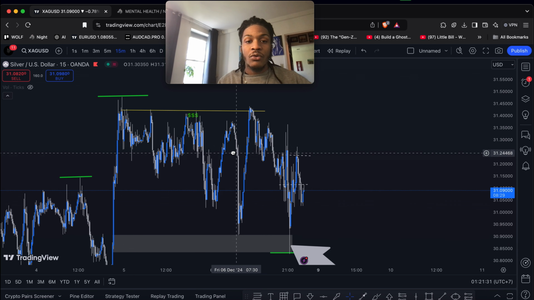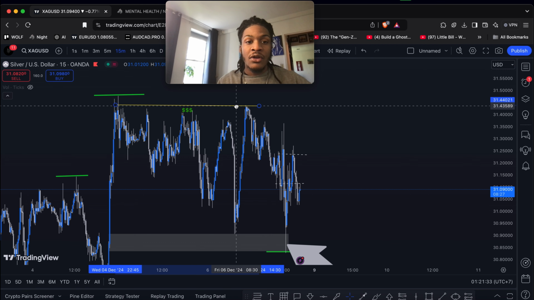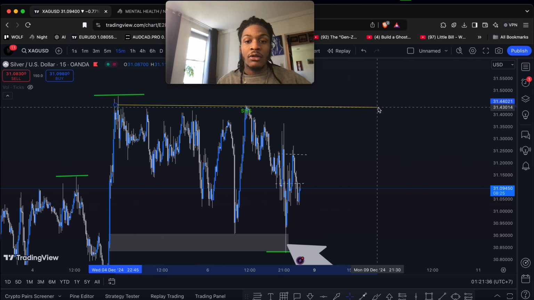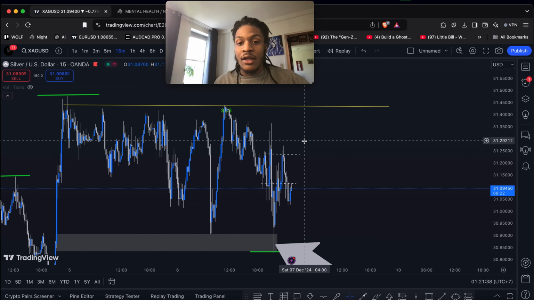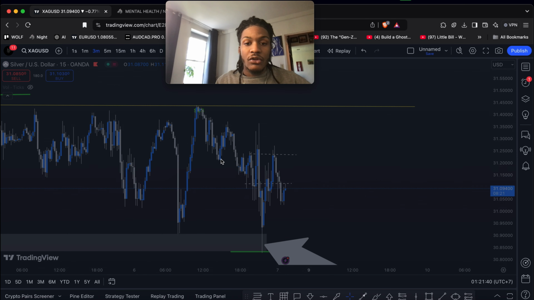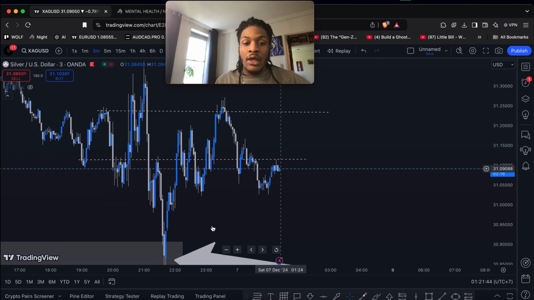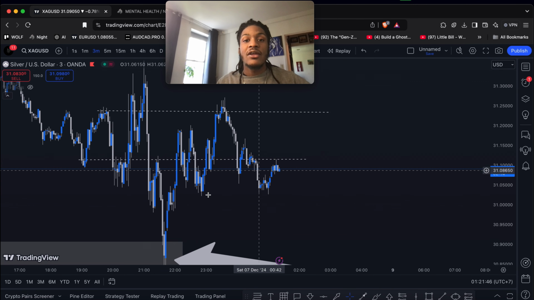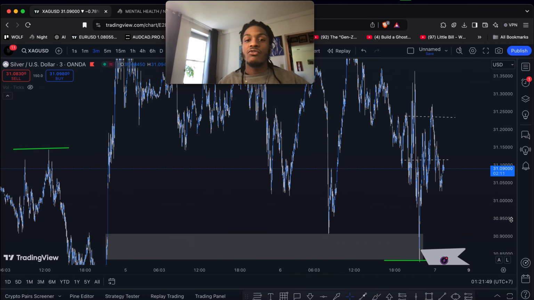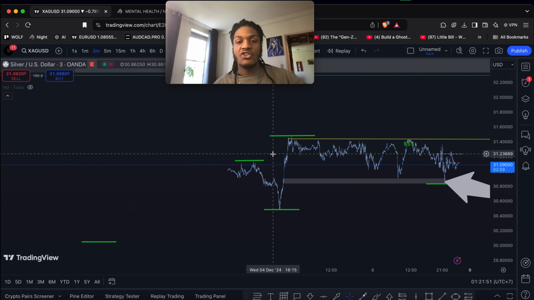So there's liquidity right here. There's a double top right there, and I'm expecting silver to go all the way up to that yellow line. Right now, if we go to the lower time frame on the 3-minute, I can find a demand zone, and I can look for entries right here. But guys, I didn't want to make this video too complex and too in-depth. I just wanted to keep it real simple.